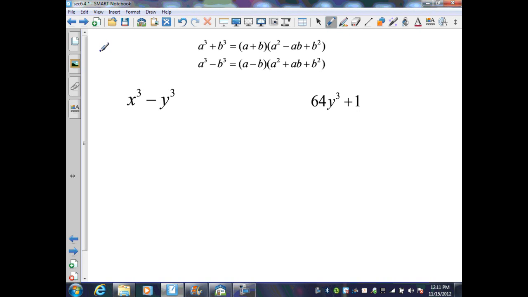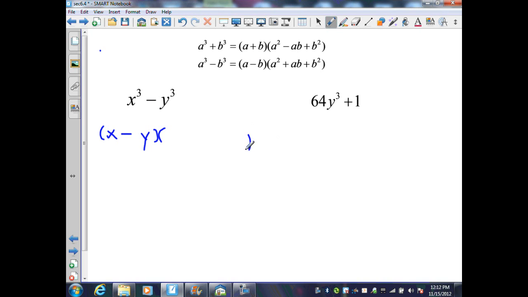Let's take a look at a couple more examples. Here I have a difference of cubes. My first term is a perfect cube, and my last term is a perfect cube. So I have a difference of cubes, so I need a binomial of A minus B. Here the cube root of A would be x, and the cube root of my B, which is y cubed, would be y. And with a difference of cubes, I will have a minus sign in that binomial.